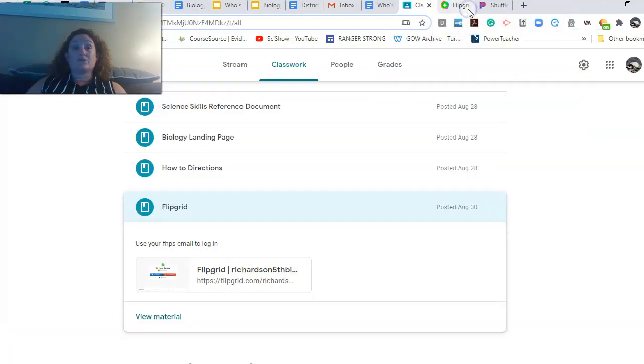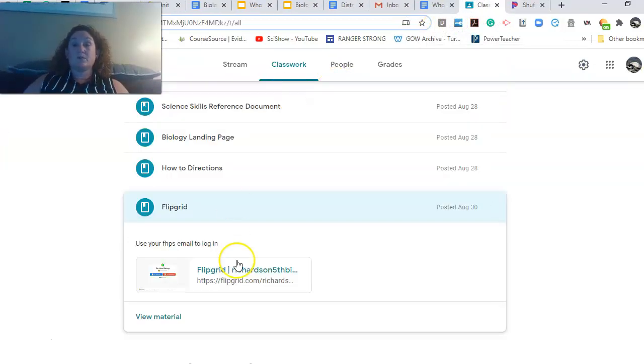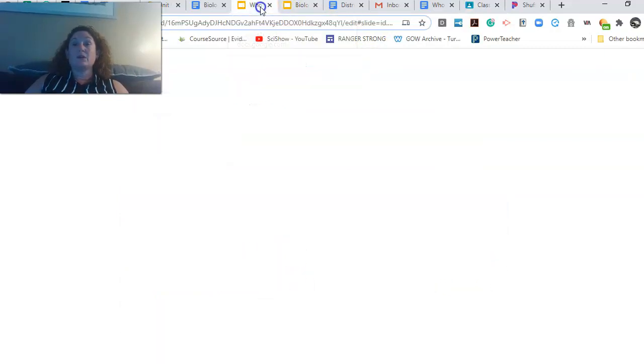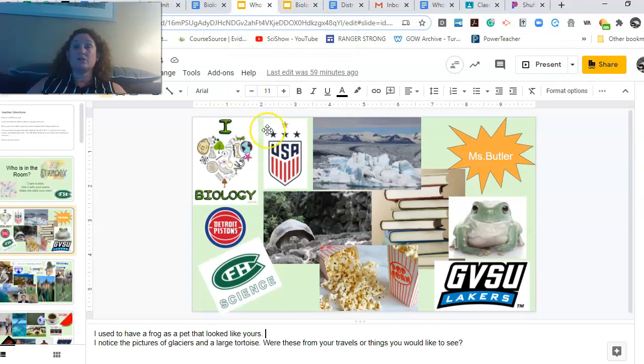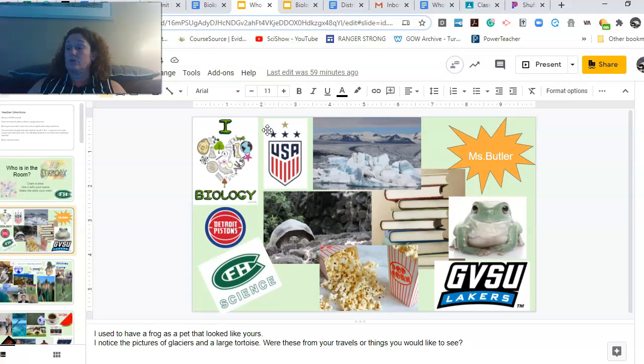Then after you've made your Flipgrid video, there'll be an assignment here in Classroom called Who's in the Room. You're going to go into the Who's in the Room and look through the slides of the students that are not part of your cohort. So you as cohort B will look through the slides of cohort A, and you're going to find a slide that doesn't have a comment on it or one that doesn't have two comments. If there's already two comments on there, you can't comment again because you just can't. So you want to look at everybody's.